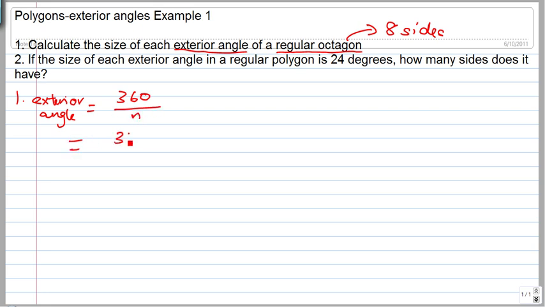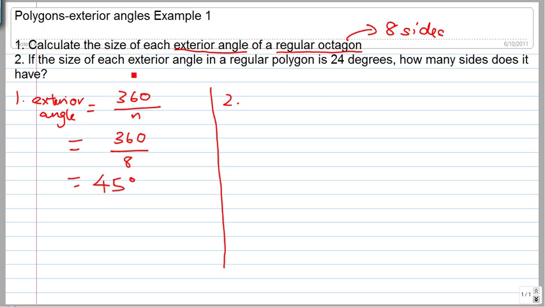Since we know that there are 8 sides, all you have to do is take 360 divided by 8, and you get 45 degrees. So each exterior angle in a regular octagon is 45 degrees. Alright? Question 2, or part 2.